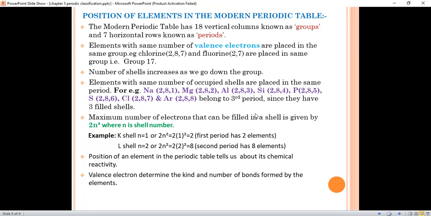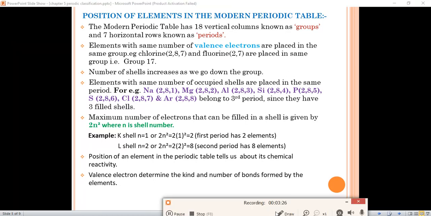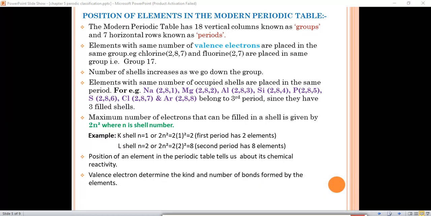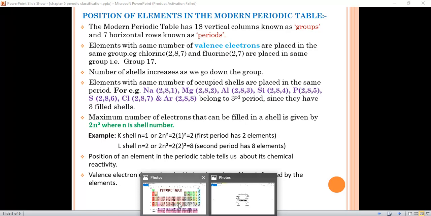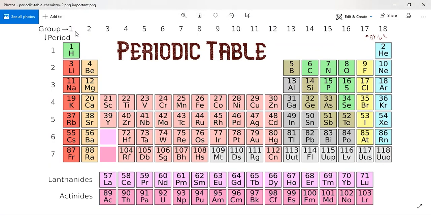Now we'll discuss the position of elements in the modern periodic table, how the elements were placed in it. In the modern periodic table, there are 18 vertical columns known as groups and 7 horizontal rows known as periods. Vertical columns are called groups and horizontal rows are called periods. You can see in this periodic table we have 18 groups, and 7 periods.